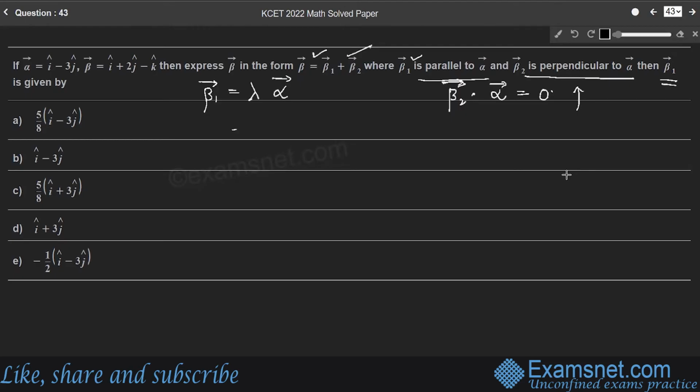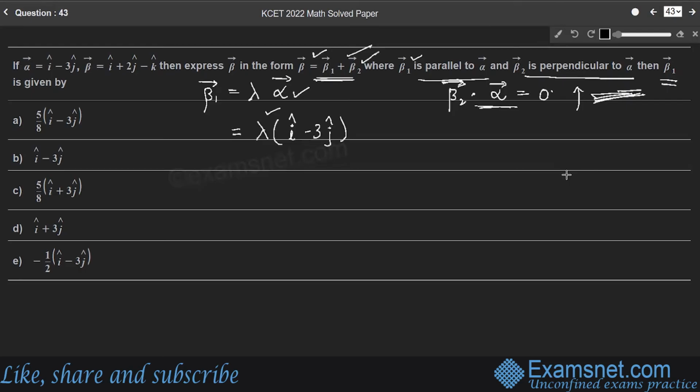So here consider beta 1 as lambda into alpha vector, which is i cap minus 3j cap, right? So here we need the value of lambda. So how to find the value of lambda? For that we need this relation: the dot product of vector beta 2 and alpha is equal to 0, right? So what is beta 2?